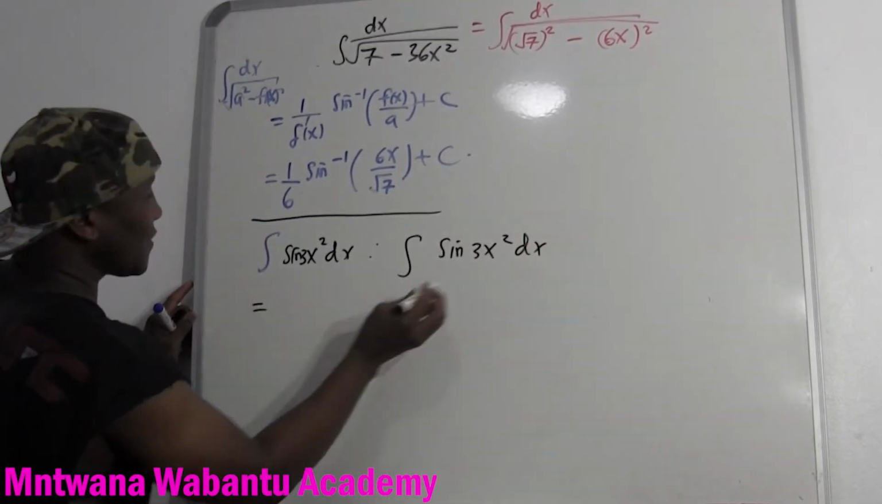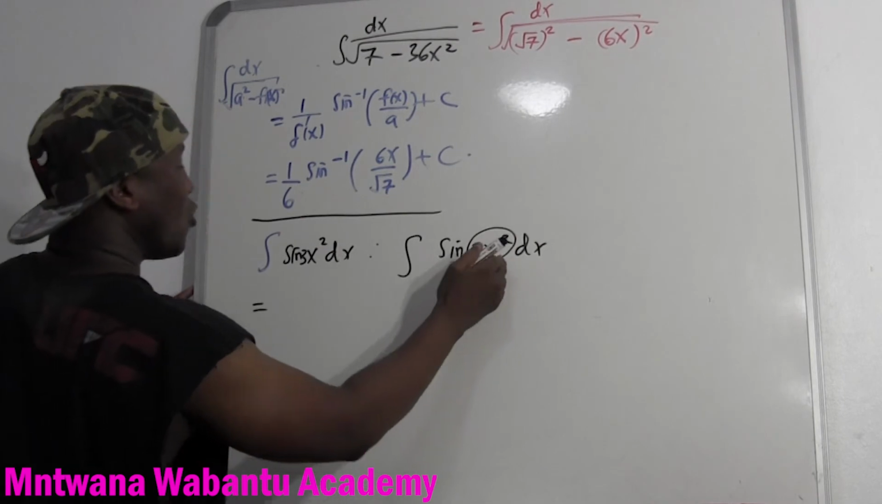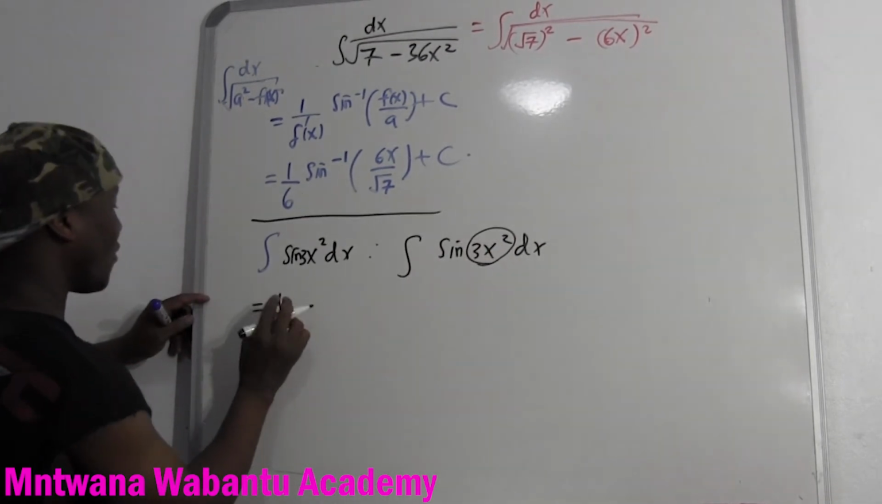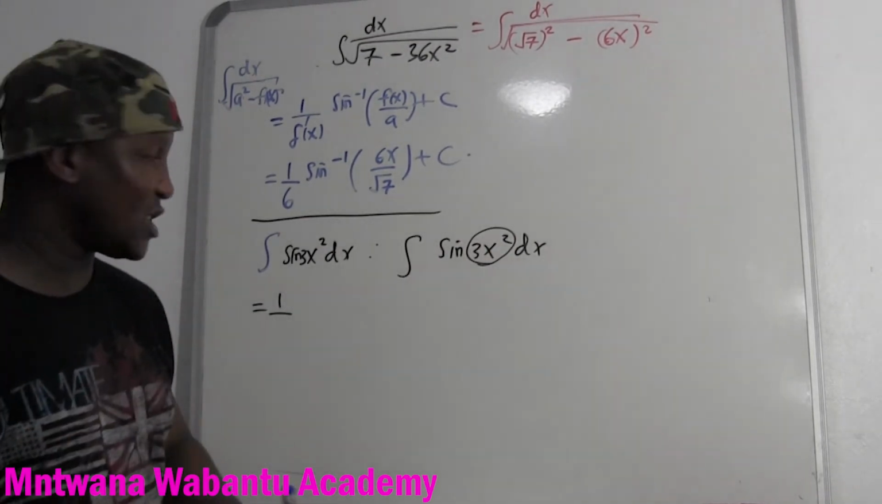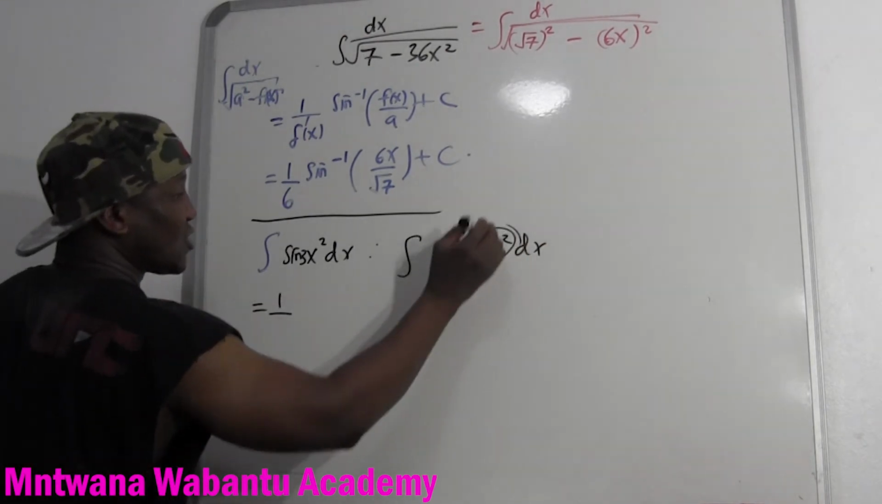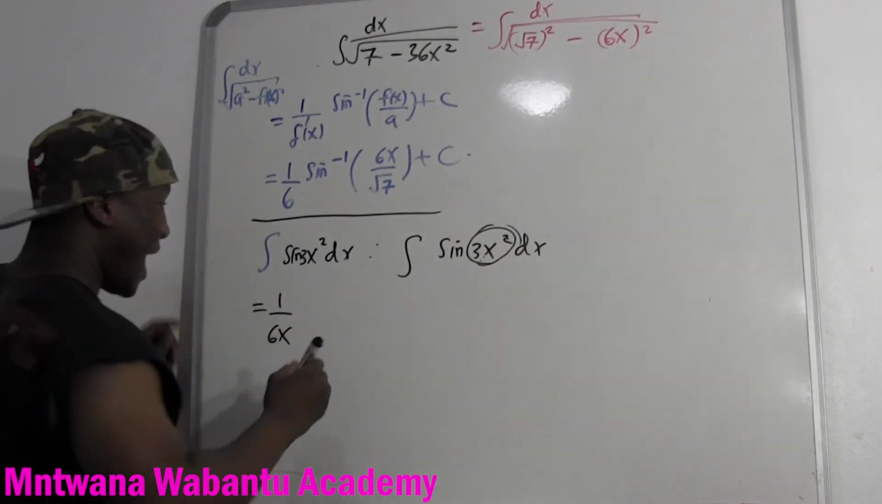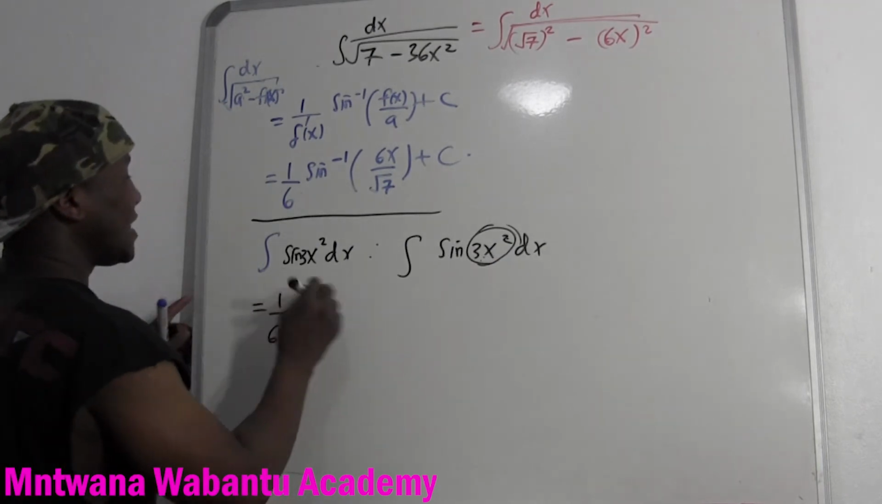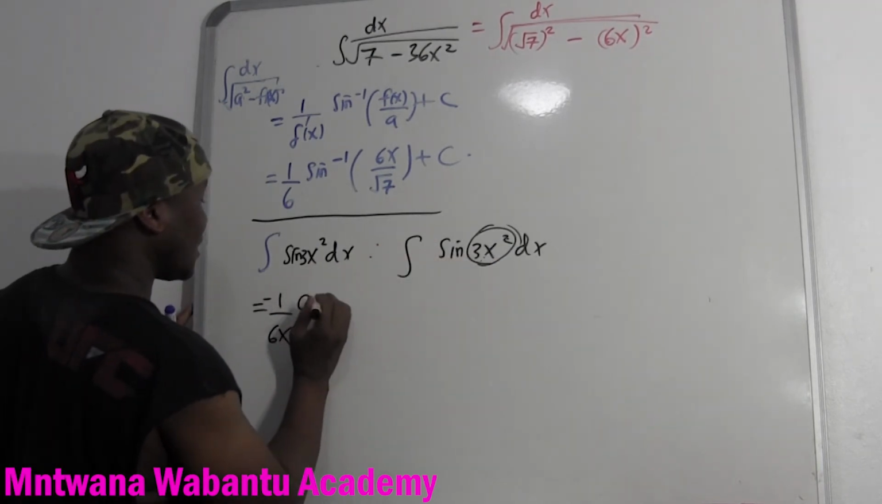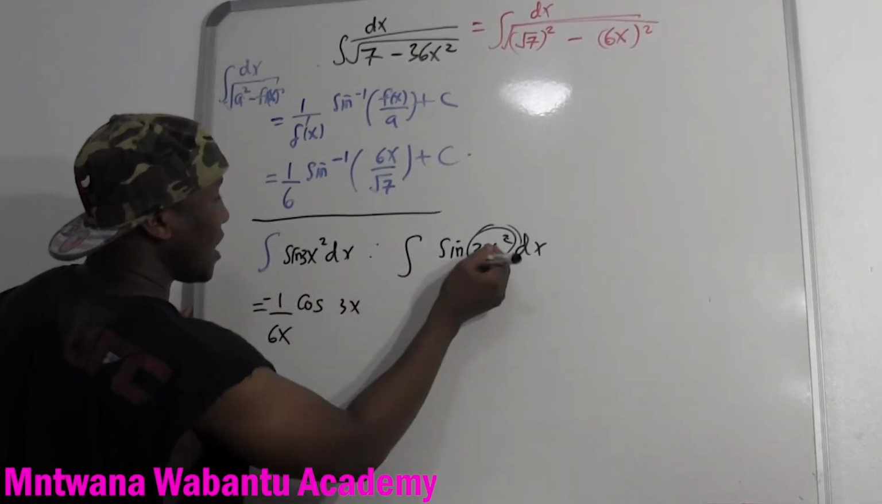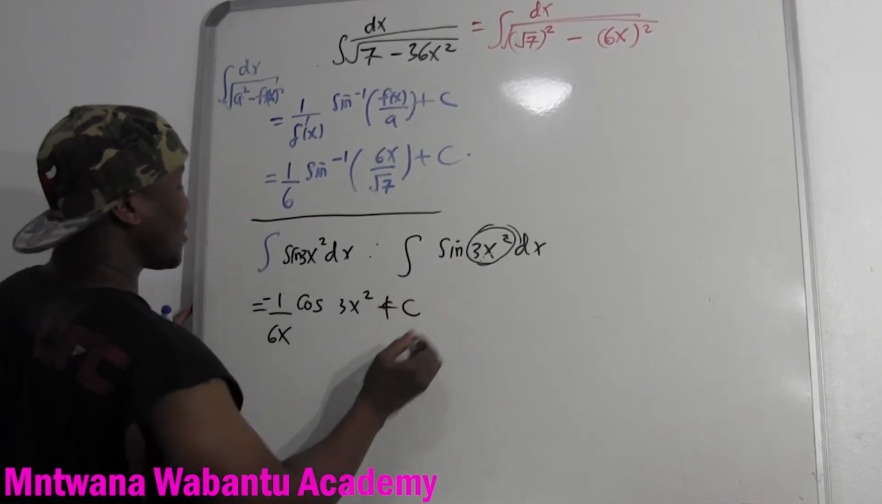So this is easy. First and foremost, I'll differentiate whatever I have here. When you differentiate that, it's going to give us 1 over. For integration, you must say 1 over, and then differentiate, which gives you 6x right here. And when you integrate sine, you get negative cos of the function 3x squared, plus constant because you don't have a limit.